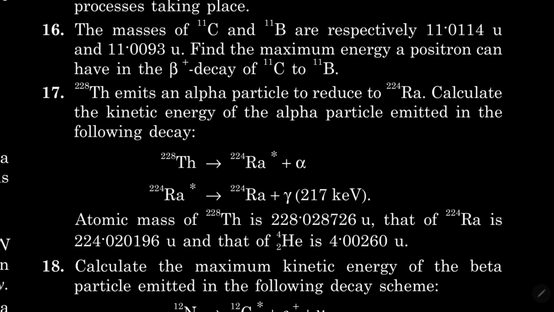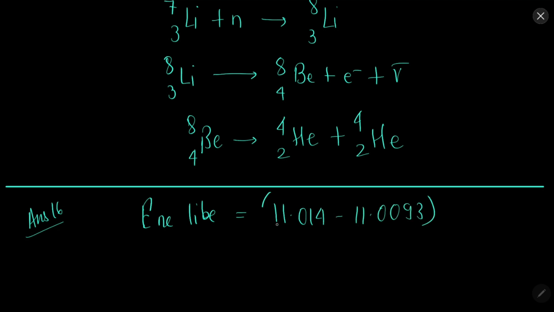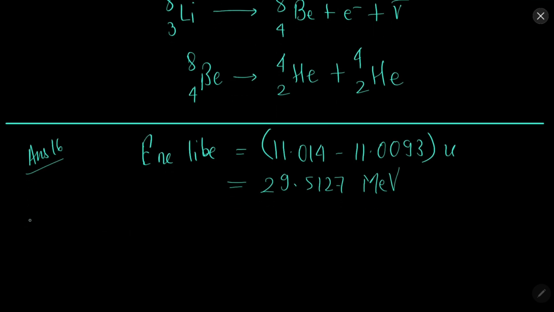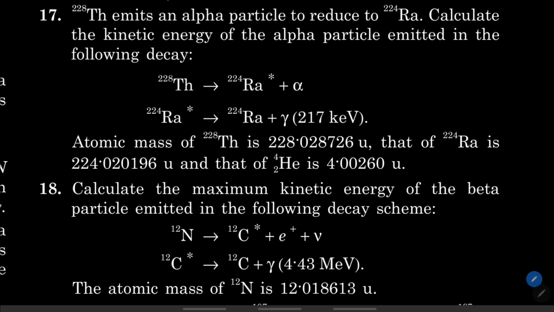In question 16, we need to find the maximum energy a positron can have in beta positive decay. Solution 16. So the energy which is liberated here is 11.014 minus 11.0093 u, which will give us 29.5127 MeV. So ultimately this can be the maximum kinetic energy of the positron.